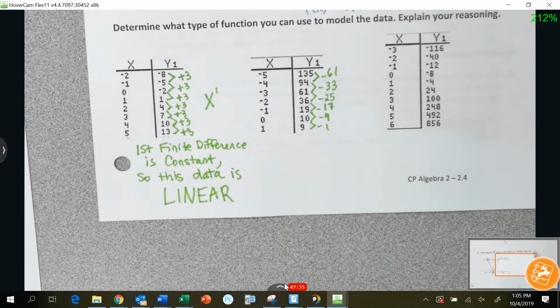So what I noticed first about the data is it's going down. So I went first and I just put negative signs. From 135 to 94 to 61 to 36, it's going down every single time. So I put negative signs.